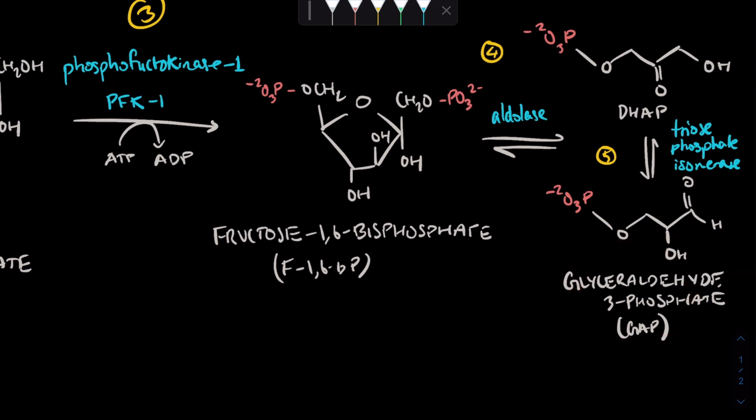As this GAP gets used up in step 6 to make the next compound, according to Le Chatelier's principle, DHAP is going to be depleted. We're going to use DHAP to make more and more GAP, and that's going to drive this reaction further.